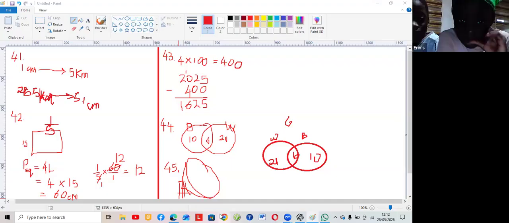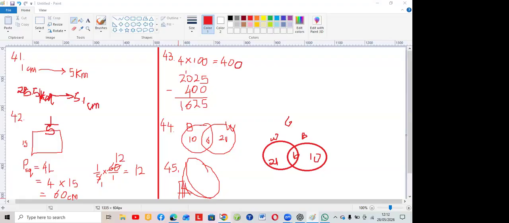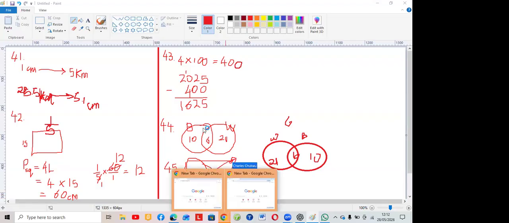Now let me draw this. I want to draw one that looks like the big ones we used to see in those days. They have something like this. So this is a satellite dish. Can you see that it's a circle?